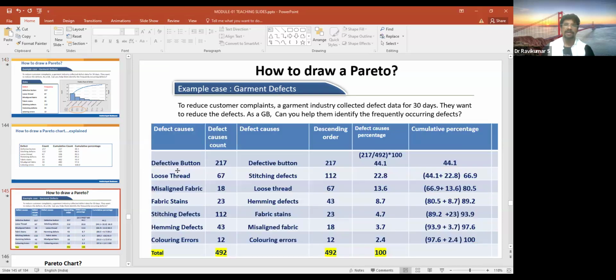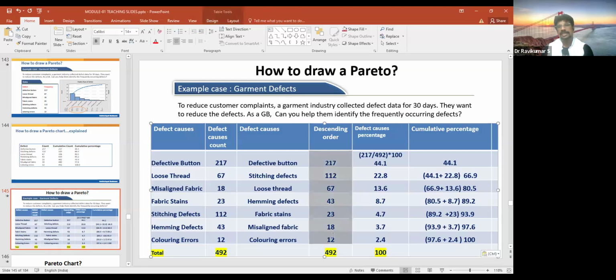So when you are going to develop a Pareto, we can do it manually, or using an Excel sheet. What you have to know is, first you need to list out the defects, then arrange them in declining order, that is higher to lower. If you arrange it, which one will be the first? Defective button will be the first. Then comes the stitching defects, then loose thread, followed by hemming defects, then fabric, then misaligned, then coloring schemes. So you are arranging that in descending order from higher to lower.